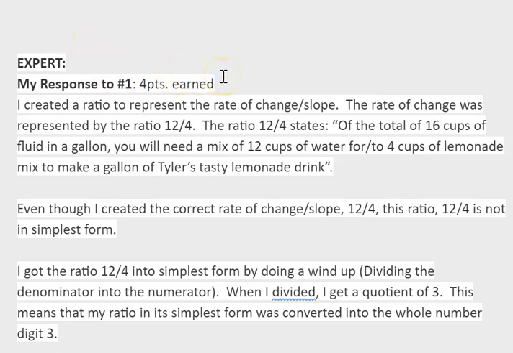It says I created a ratio to represent the rate of change or slope. Good to know. So it was a ratio here. The rate of change was represented by the ratio 12/4. The ratio 12/4 states that of the total of 16 cups of fluid, like fluid in a gallon, you will need a mix of 12 cups of water and 4 cups of lemonade mix to make a gallon of Tyler's tasty lemonade drink. Just depends how you see it.